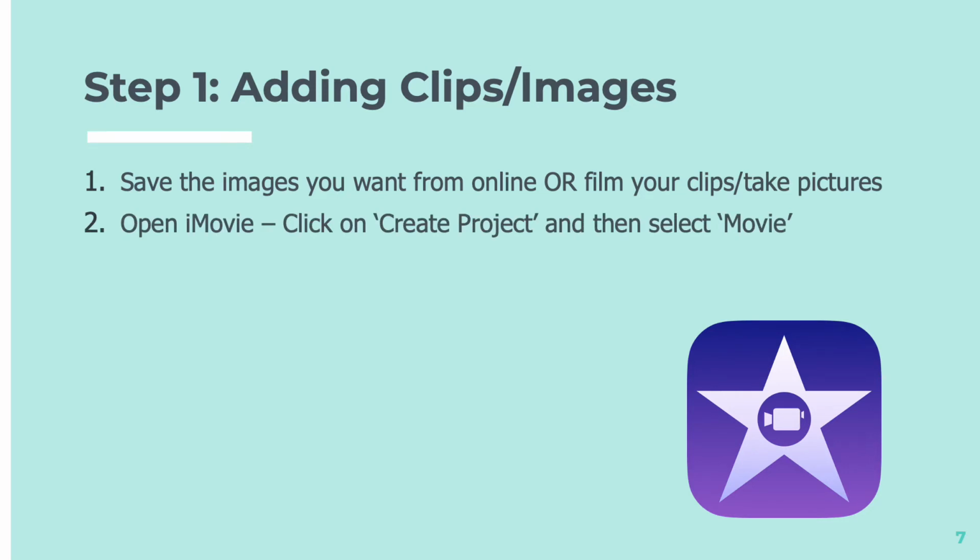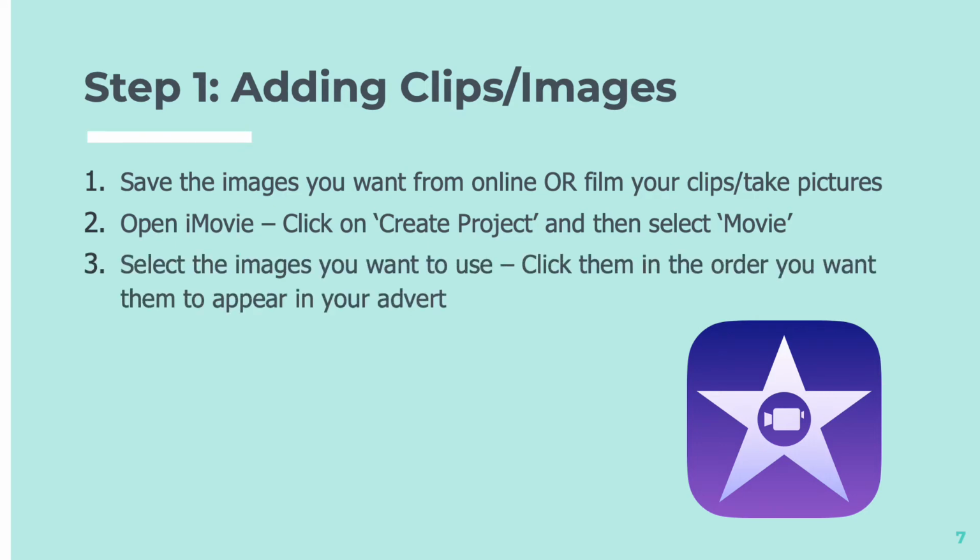Then you need to open iMovie on your iPad and click on Create Project and then select Movie. You need to select the images or the clips that you want to use and try and click on them in the order that you want them to appear in your advert. Then click on Create Movie at the bottom. So pause the video and do these steps now.